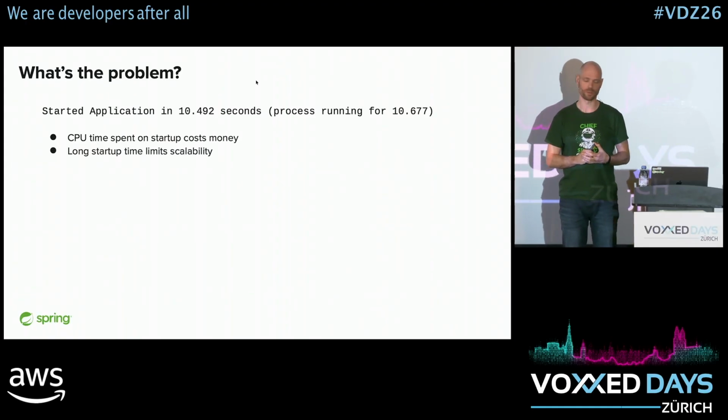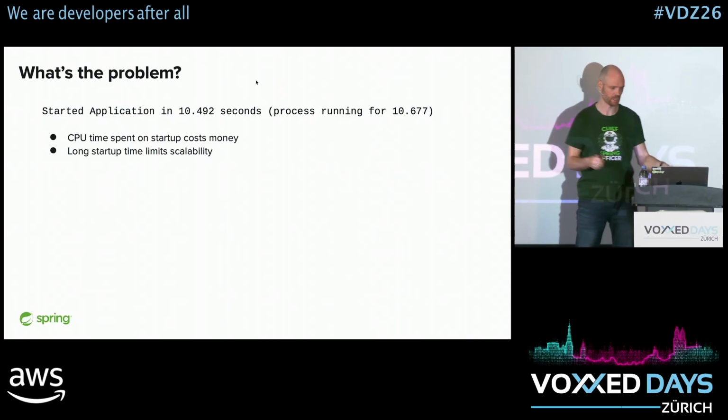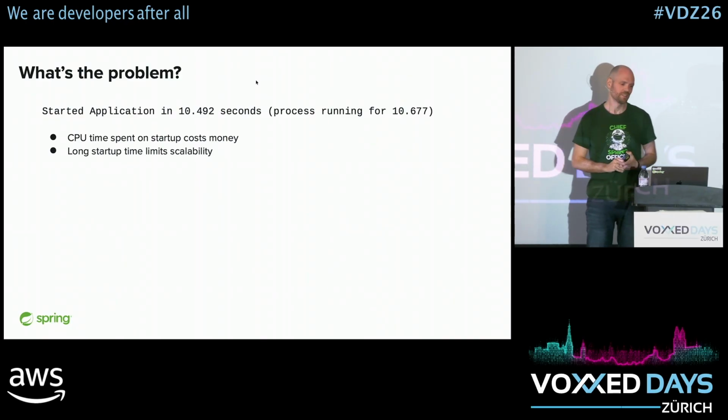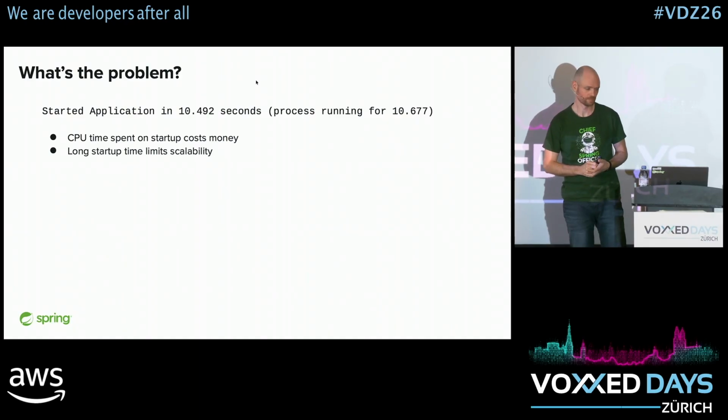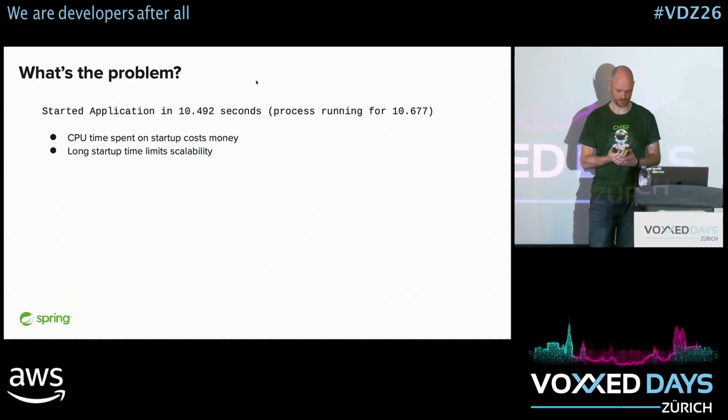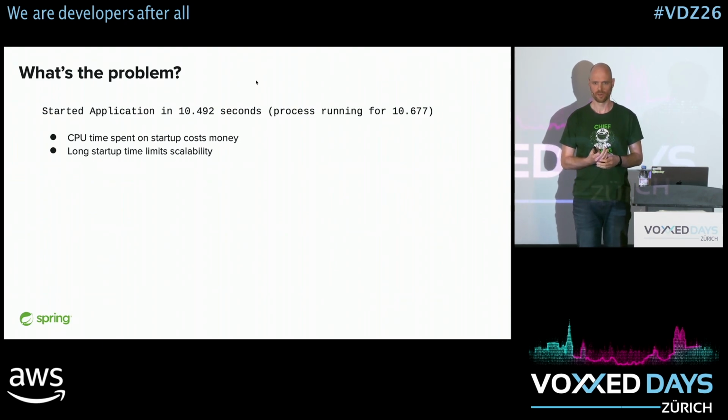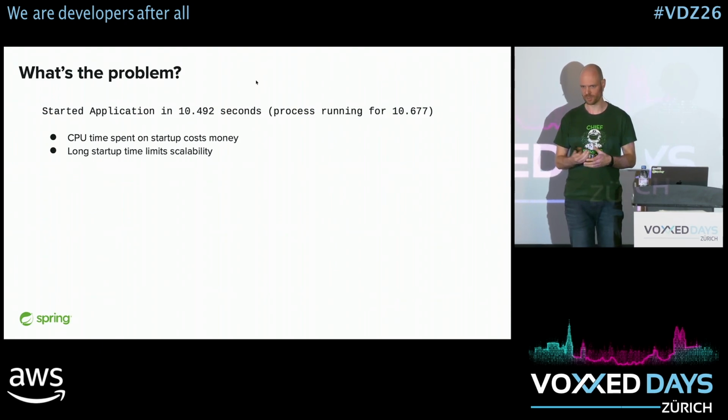Okay, so to motivate, what's the problem? What's the problem with our application, actually? This application started in like 10 and a half seconds. Who thinks that's acceptable? Is it good? Would you like to see that? No, okay. What's the problem when it starts that slow? So the problem is the CPU time you spend on startup, it costs you money. Either because it occupies your own server, which you have in your basement, or you pay your cloud provider money and they bill on your CPU time.